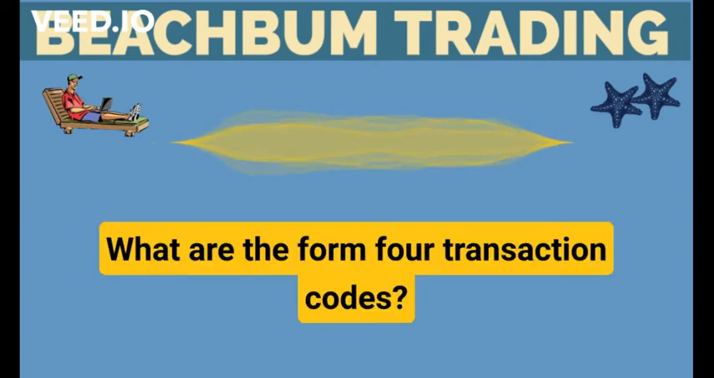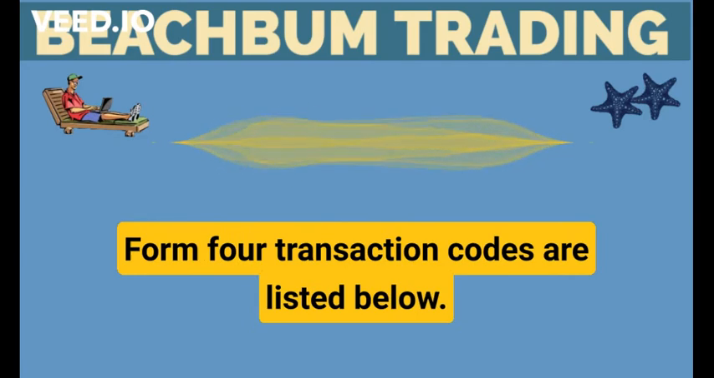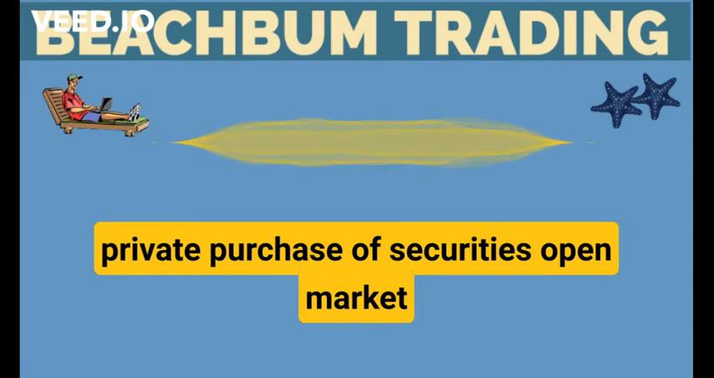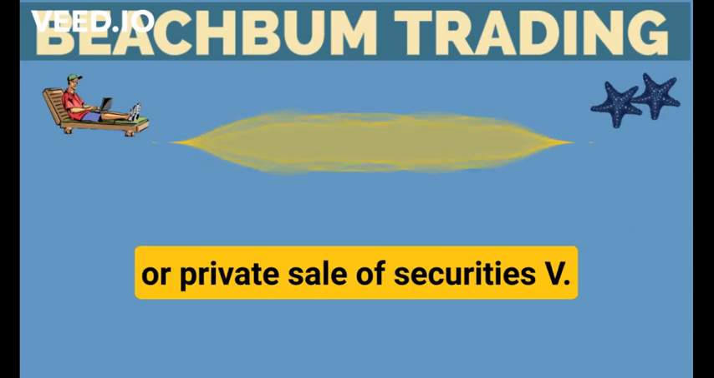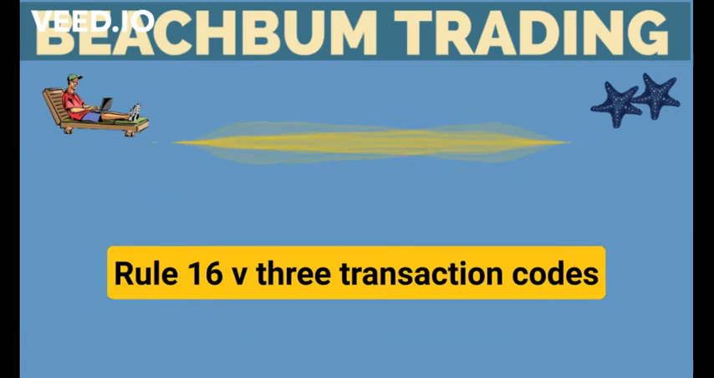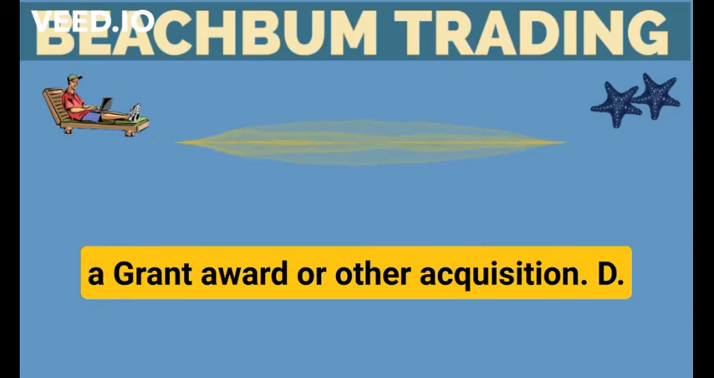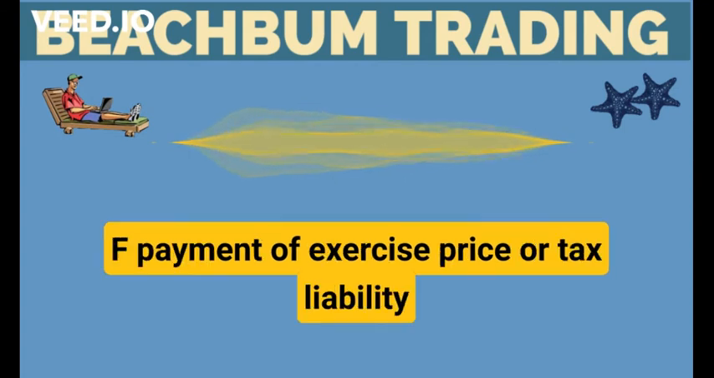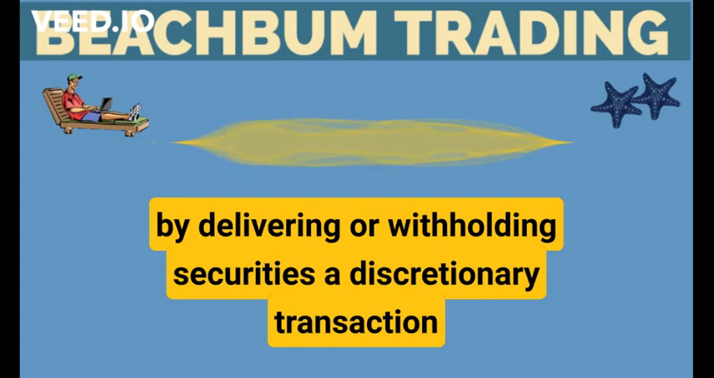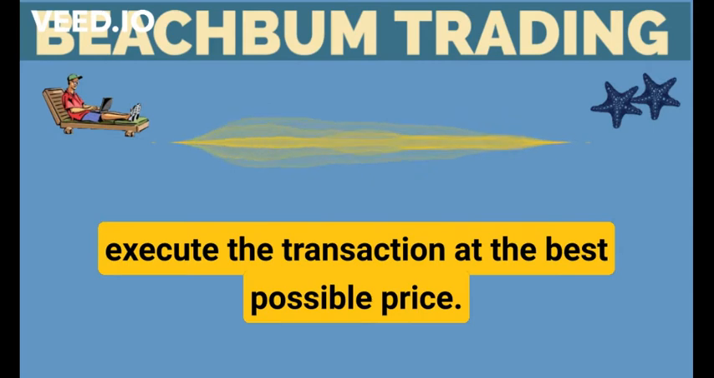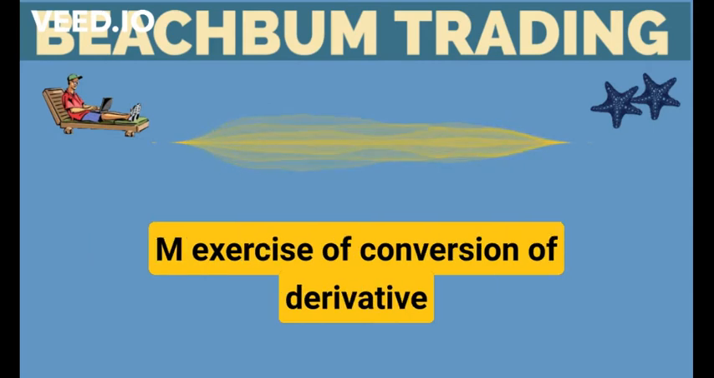What are the Form 4 transaction codes? Form 4 transaction codes are listed below. General transaction codes: P, open market or private purchase of securities. S, open market or private sale of securities. V, transaction voluntarily reported earlier than required. Rule 16b-3 transaction codes: A, grant, award, or other acquisition. D, sale, or disposition back to the issuer of the securities. F, payment of exercise price or tax liability by delivering or withholding securities. I, discretionary transaction, which is an order to the broker to execute the transaction at the best possible price. M, exercise or conversion of derivative security.